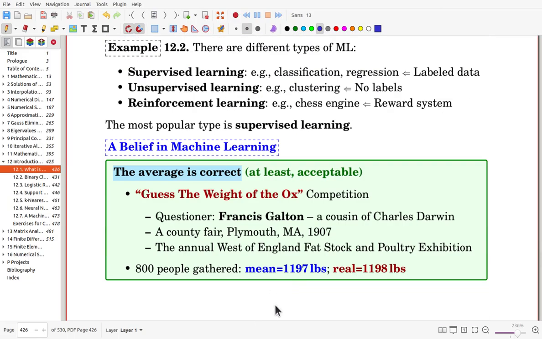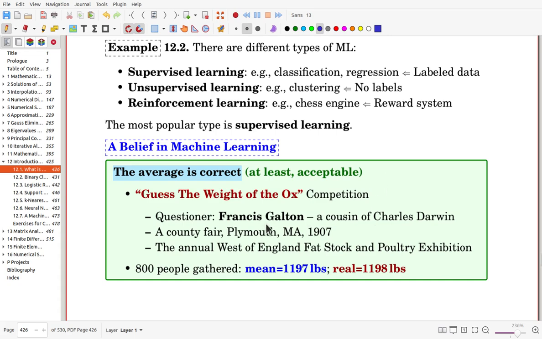Such machine learning algorithms are based on a belief: the average is correct, at least acceptable. Consider this a competition: guess the weight of the ox. The questioner is Sir Francis Galton, who is a cousin of Charles Darwin. You may learn about Charles Darwin, who wrote the book on the origin of species, and he claimed the theory of evolution.